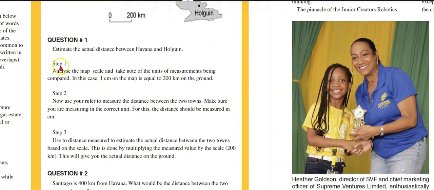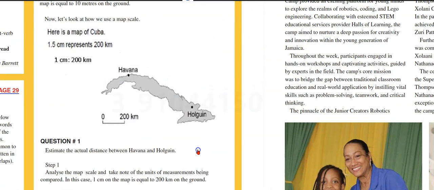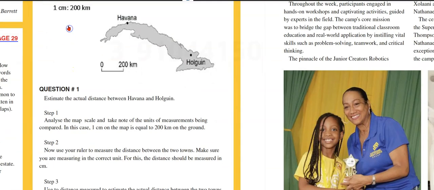All right. Let's see what they say. Step 1. Analyze the map scale and take note of the units of measurement being compared. In this case, 1 centimeter on the map is equal to 200 kilometers on the ground. Okay. 1 centimeter, 200. But the written one is different. So let's note that, that it doesn't follow.